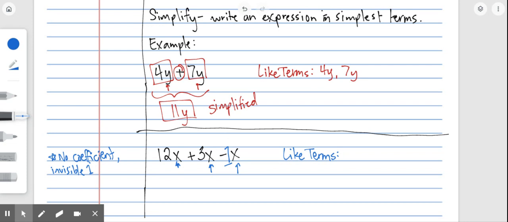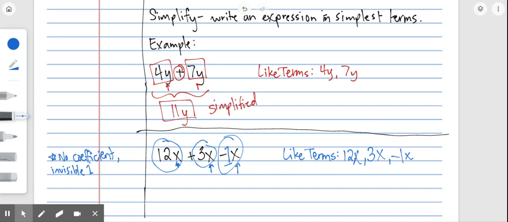So my like terms are 12x, 3x, and then the last thing that's tricky here that we don't quite see is that this is negative 1x. So I've got to keep that negative 1 in there. Those are my like terms. And now I'm going to simplify them.